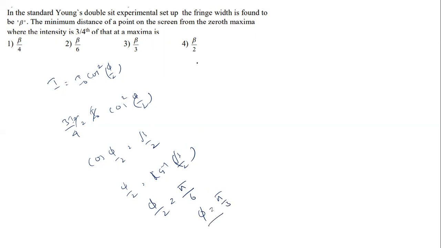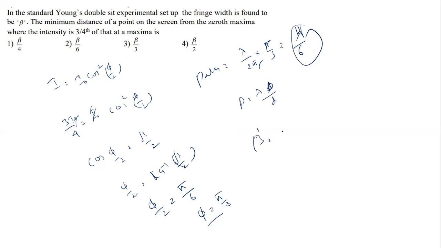We have a phase, then path difference is equal to lambda by 2 pi into phase difference. So that is lambda by 6. What they are asking for is the distance, so how do you write it in terms of beta? So beta is equal to lambda D by d. Am I correct or not? We have lambda by 6, so the distance would be beta by 6.